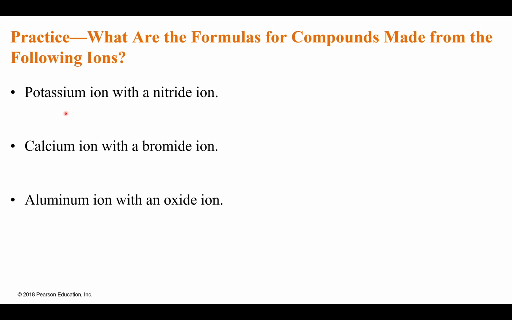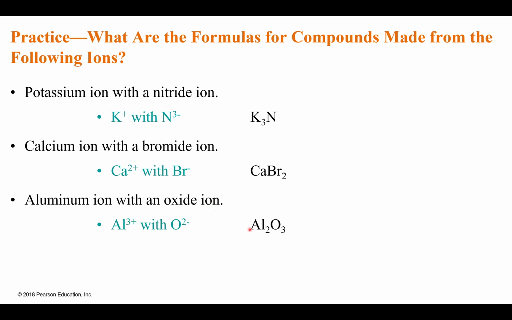So we have a potassium ion, K+, it has 1 plus charge. And the nitride ion is 3 negative. We want the charges to be equal. That means I need to multiply K by 3, so the formula will be K3N. Now with the calcium ion, it's 2 plus. And the bromide is just minus 1, so it's going to be CaBr2. Aluminum is 3 plus, oxide is 2 negative, so we end up with Al2O3.